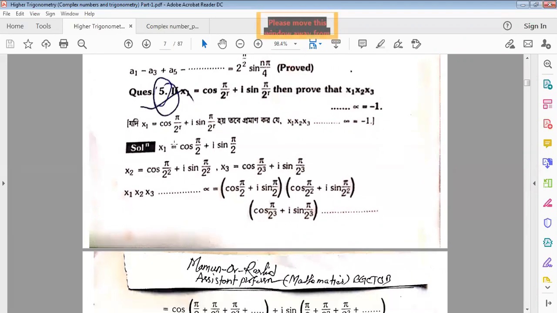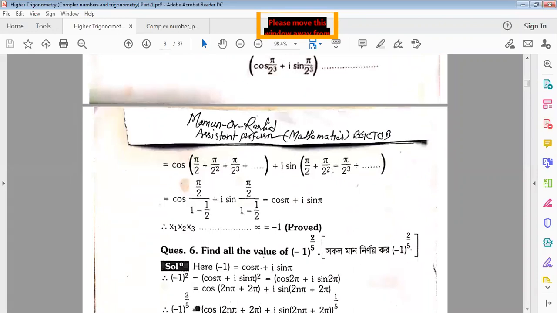Now we are given x equals to this one. That means x r equals to cos pi by 2 to the power r plus i sin pi by 2 to the power r. From the given, x1, just putting r equals to 1, is cos pi by 2 plus i sin pi by 2. If r equals to 2, then x2 is cos pi by 2 whole square plus i sin pi by 2 whole square. Similarly, if r equals to 3, then x3 equals to cos pi by 2 cube plus i sin pi by 2 cube. Then the left hand side is x1 x2 x3 dot dot dot infinite terms.